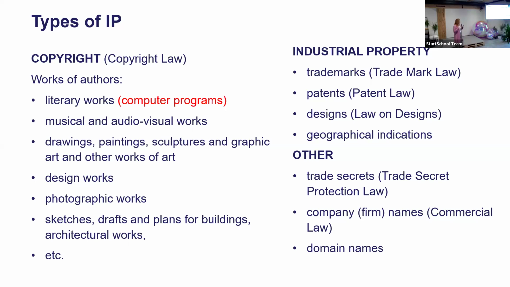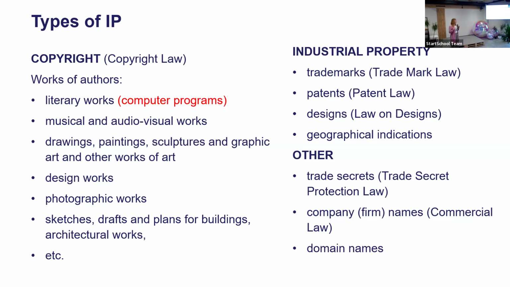But it is important to differentiate between objects and rights. And this presentation is mainly about IP rights. So, what is intellectual property? Here I have listed the groups of the types of intellectual property. We have copyright, we have industrial property, and of course, as always, there is other, something a bit more peculiar.